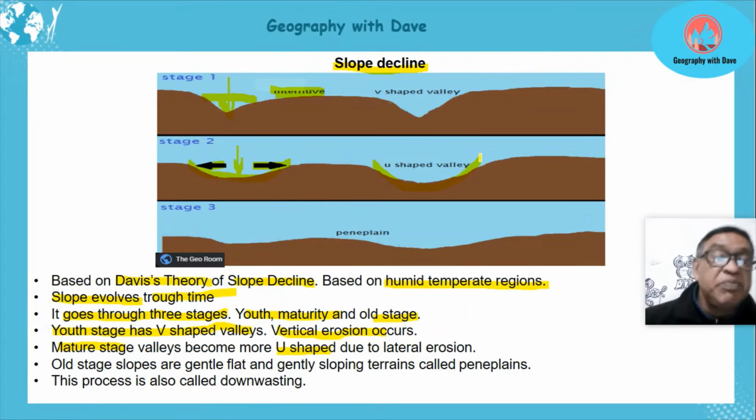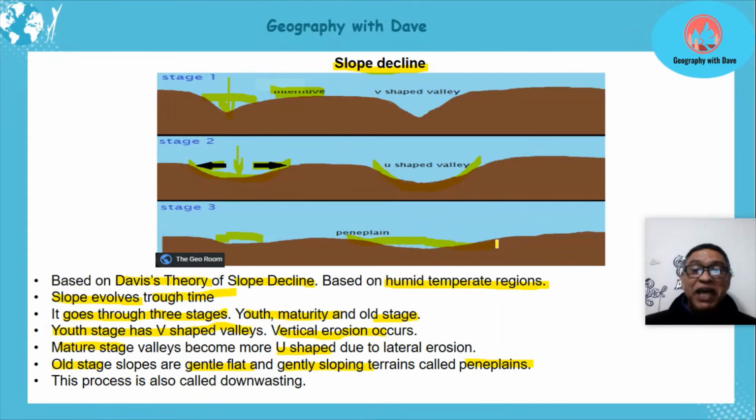All right, U-shaped valley. And then eventually, as more lateral erosion, etc., is happening, and there's a possibility, of course, of deposition when it's in the old stage and lower down, you will find that it's gentle and flat, gently sloping terrain called peneplains. Can you see now the concept of peneplains? You need to know it. All right, it's gently sloping low-lying terrains, which is known as peneplains.